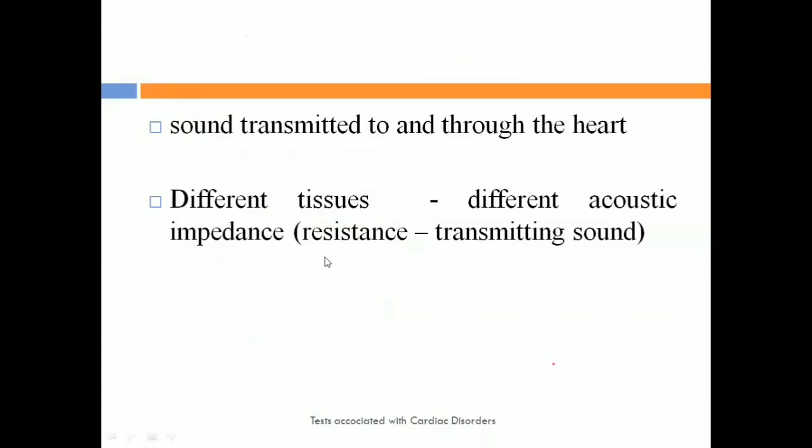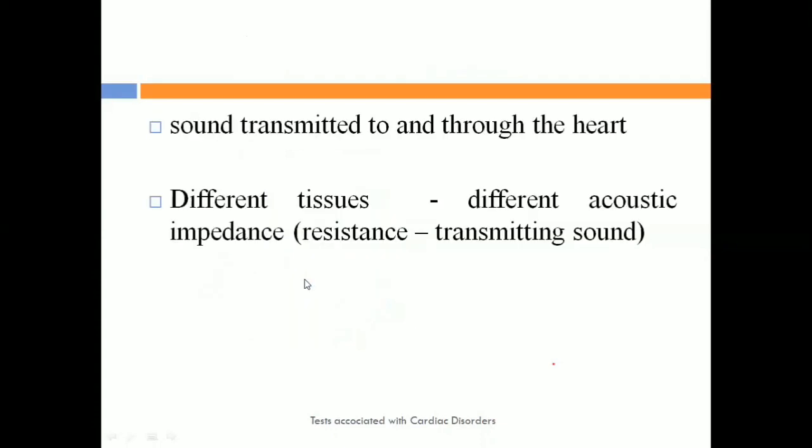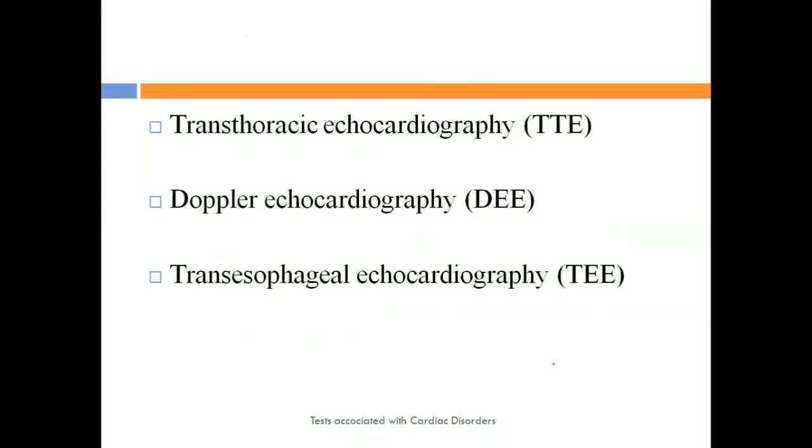Based upon the resistance of different tissues, your sound waves will bounce back. Different tissues have different resistance to transmitting sound, which we also call acoustic impedance, nothing but the resistance to transmitting the sound waves. As we see here, there are three types of echocardiography: transthoracic echocardiography, Doppler echocardiography, and transesophageal echocardiography.